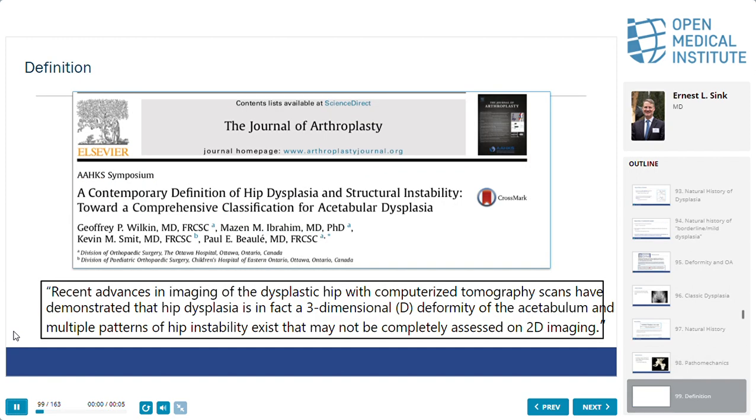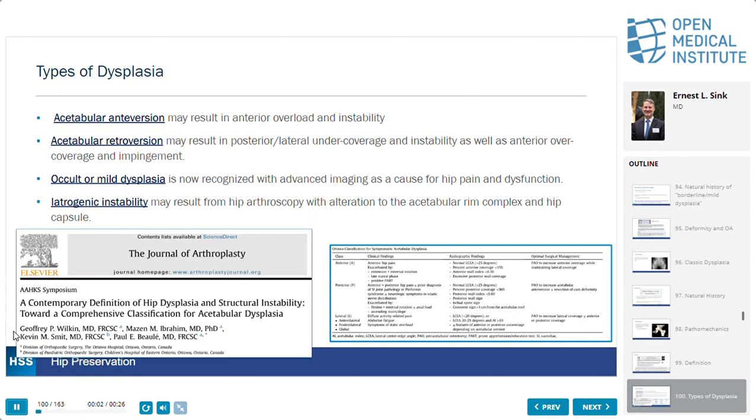All right, so this was my old fellow and Paul Beaulé, who does total hips. They looked at the three-dimensional deformity of the hip, and they found you could have acetabular anteversion, too much, not enough coverage in the front. You could have retroversion, so posterior lateral uncoverage. You can have mild dysplasia or dysplasia that was treated with rim trimming or labral reconstruction that led to dysplasia, which is iatrogenic instability, or classic dysplasia, which is your anterior lateral dysplasia.